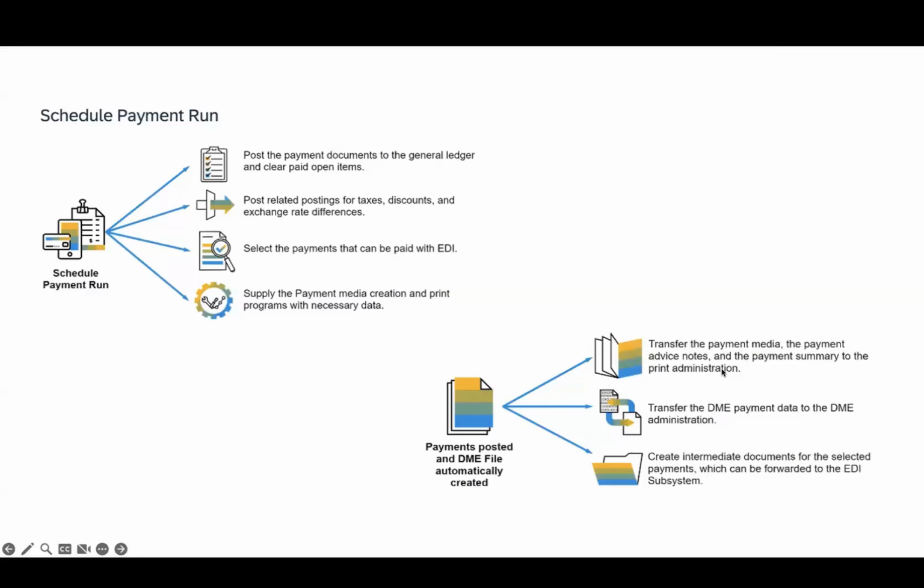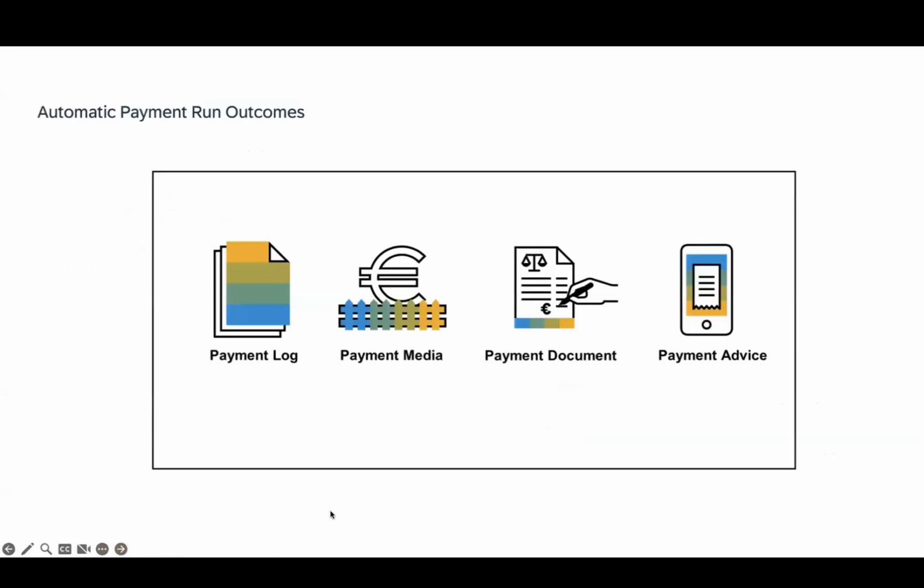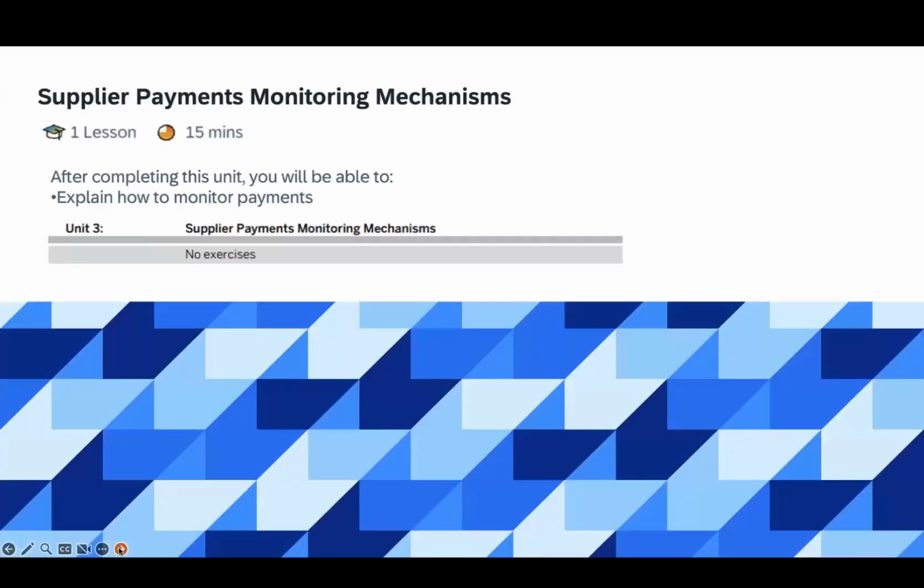So this is essentially the part where you're transferring to the bank and you're taking your remittance advices and sending them out from there. So after your payment run, you've got the payment log, which records what you paid, payment documents themselves, the payment advice, so that's a remittance advice that we send out, and then the payment media is the file that you upload to the bank to transfer that.